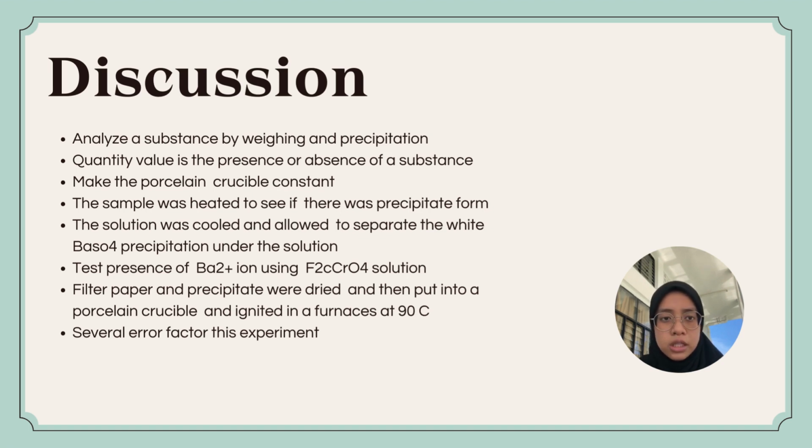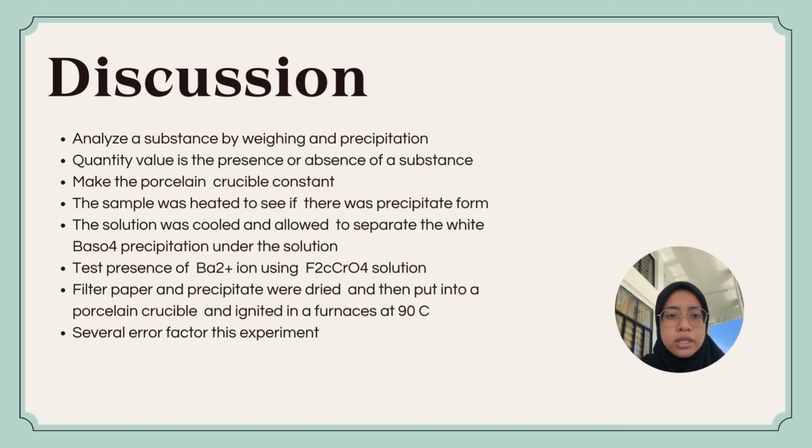The sample used in this experiment was sodium sulfate, which was dissolved in hydrochloric acid and added with aqueous. Next, the sample was heated, and to see if a precipitate formed, a solution of barium chloride was immediately added to the hot sample solution. Precipitation is carried out in a hot solution because the solubility increases with increasing temperature.